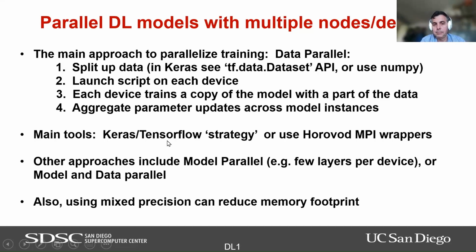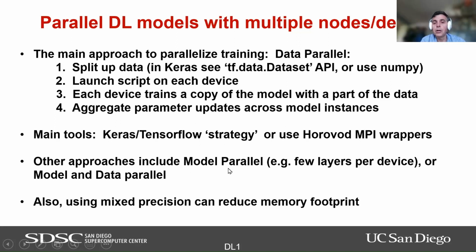Keras has a tool called a strategy, and there are some functions to help you define the strategy. There's another tool called Horovod, which uses MPI as a wrapper, or wraps around some of your functions to handle this. So that's for the data parallel approach.